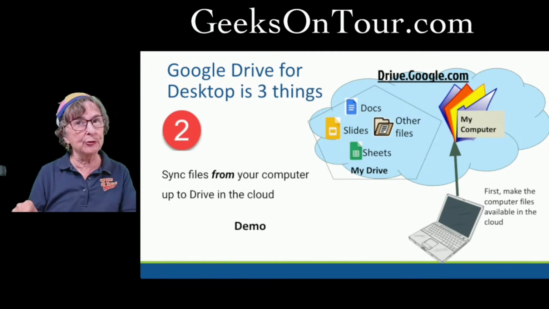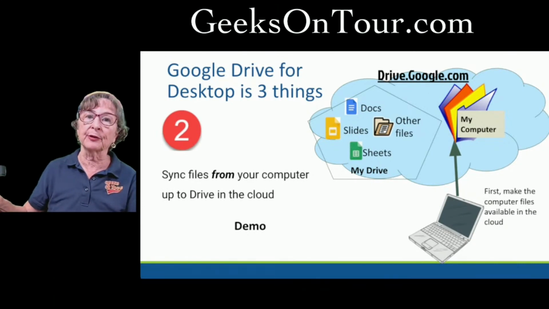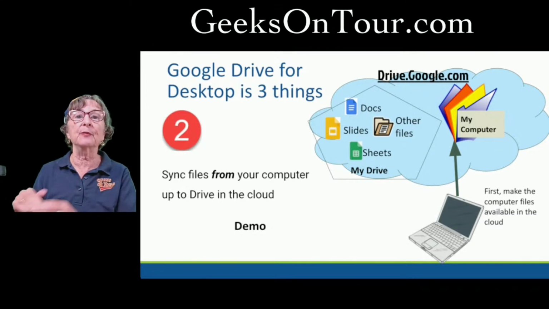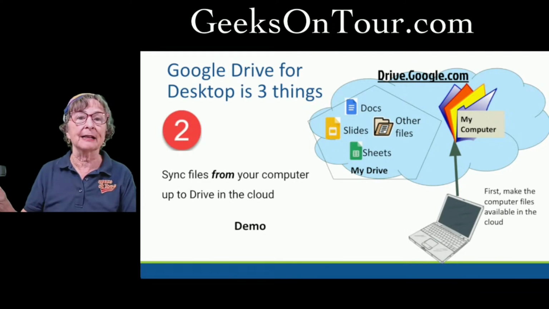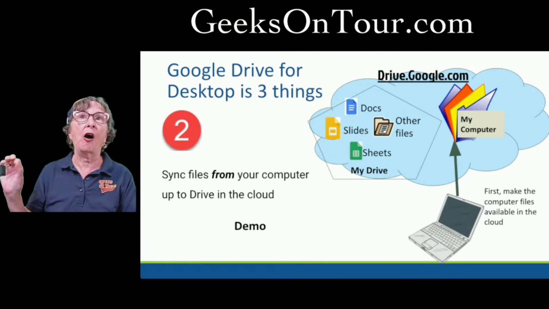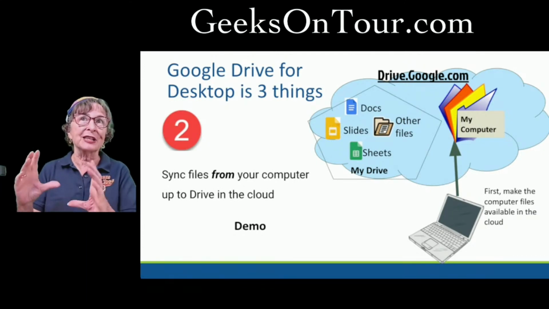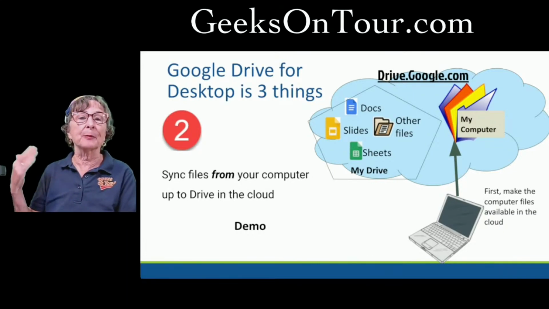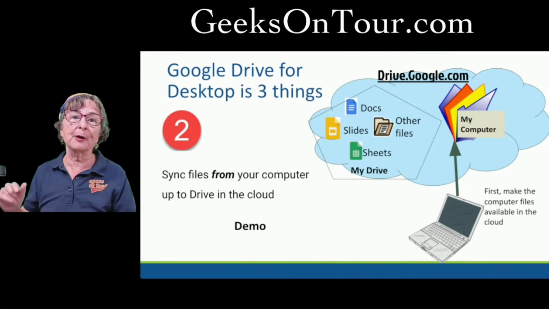But then number two is going up. If you have files on your computer that you want in the cloud, I mean, they originated on your computer, but you want them in the cloud, Google Drive for Desktop can do that. But it does it to a different area of Drive. All the stuff that originated in My Drive goes into a group called My Drive. Then anything that you upload from a computer goes into Computers. And I want to show you this.